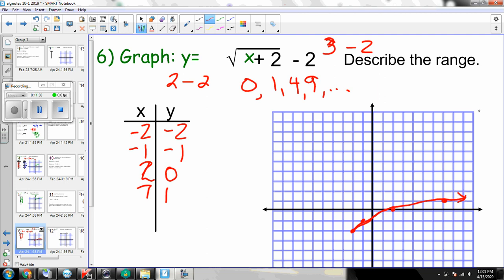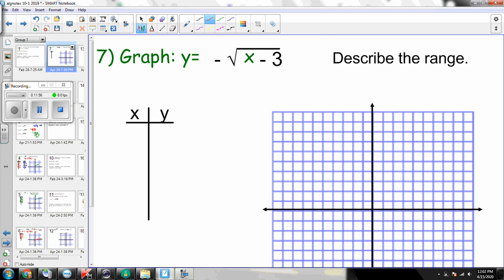So if I'm describing my range, the range are my y values. Here's my y-axis. It's asking what numbers could y be. Well, the lowest number y could be would be negative 2. So the range would be all real numbers greater than or equal to negative 2, because this is going to keep on going forever and ever. So any number greater than or equal to negative 2 would be my range.